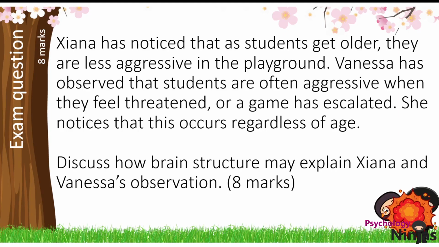Let's break down our exam question. Here we have the command word discuss, which is asking us to do 2 separate skills for our 8 marks. Firstly, we need to explain different brain structures associated with, in this case, aggression. We then need to apply that to Zayana and Vanessa's observations separately for our application marks.